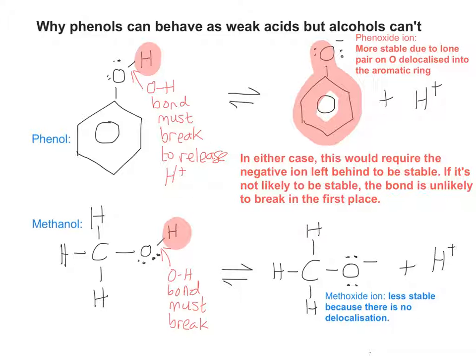But the methoxide ion is less stable because there's no delocalization, so it's less likely to form, and therefore the H plus is less likely to be released. So therefore the bond between the oxygen and the hydrogen within methanol is less likely to break than the bond between oxygen and hydrogen within phenol.